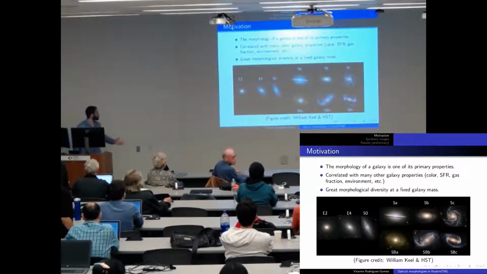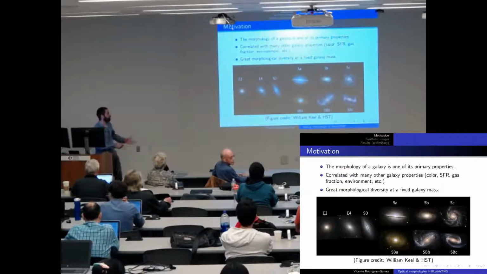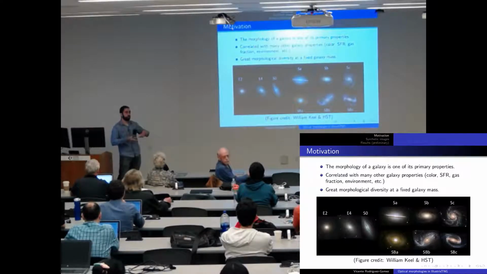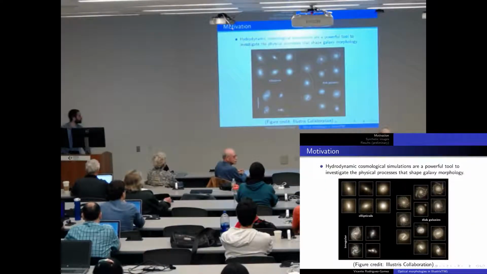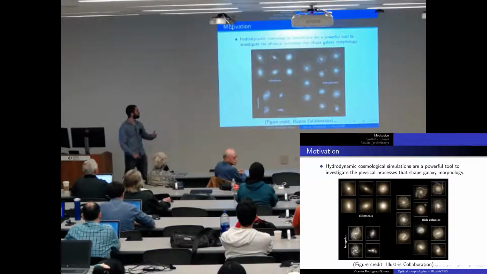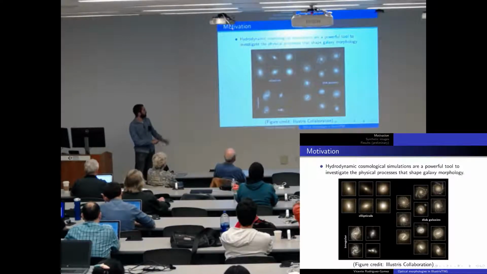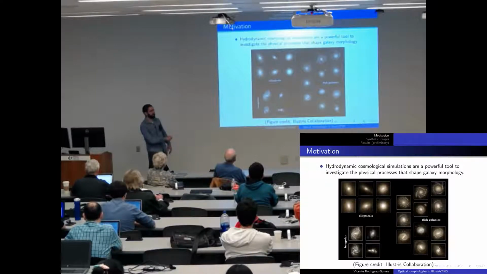Of course, any complete galaxy formation model should be able to predict the correct mix of morphologies. In recent years, hydrodynamic simulations have made enormous progress in doing this. This is from the Illustris simulation, and you can see that it does a reasonable job of producing a mix of morphologies. You have some ellipticals, disks, irregulars.